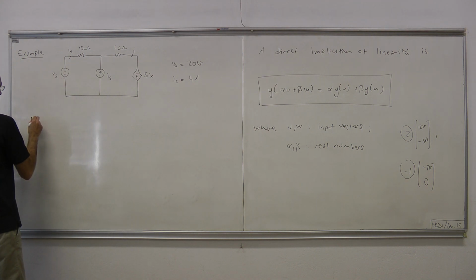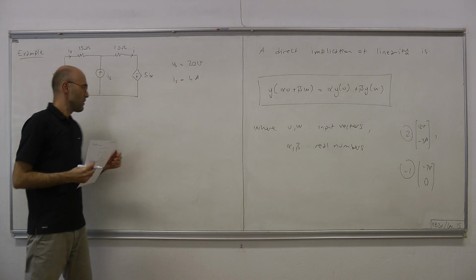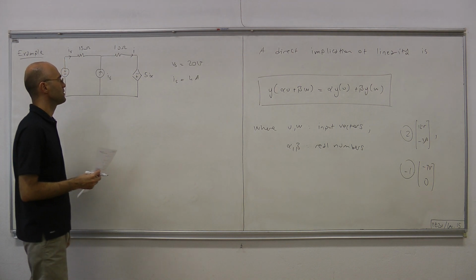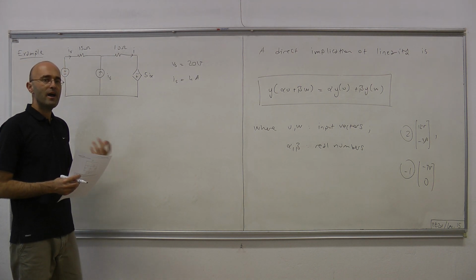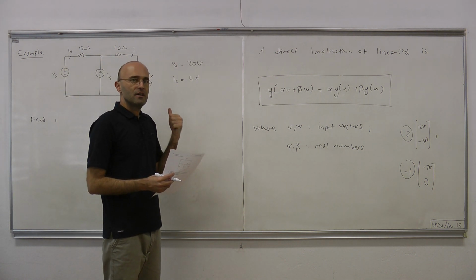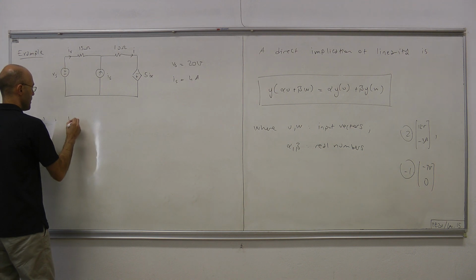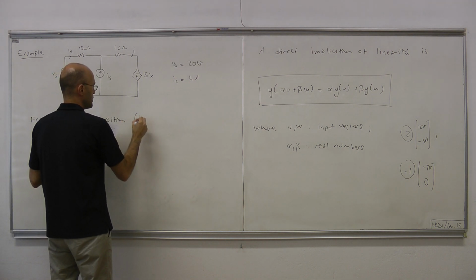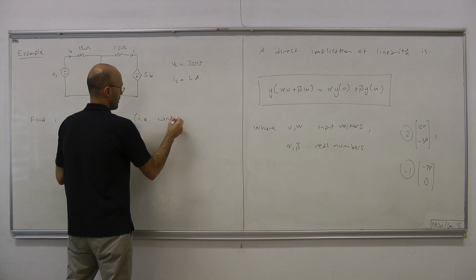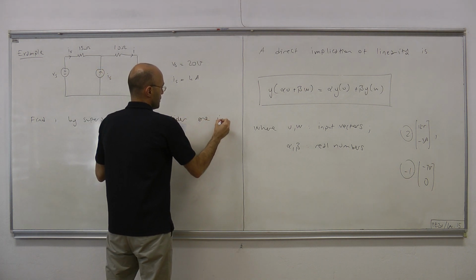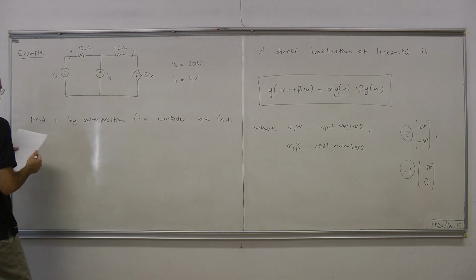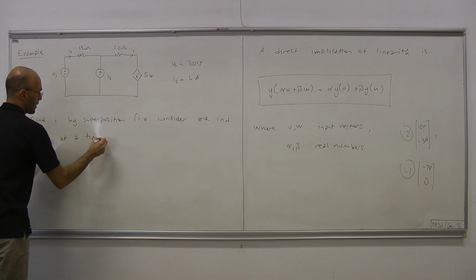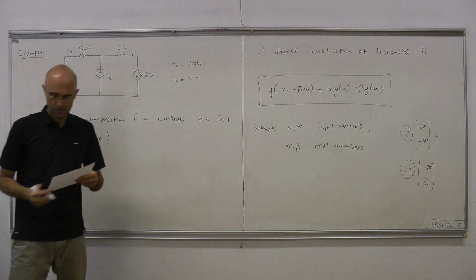Now here, the problem is finding I. We can find I using techniques that we have talked about, like node analysis or mesh analysis methods. But now we're asked to find I by exploiting the fact that this circuit is linear. In particular, we're asked to find I by superposition, by which we mean consider one input, by which we mean one independent source, at a time.